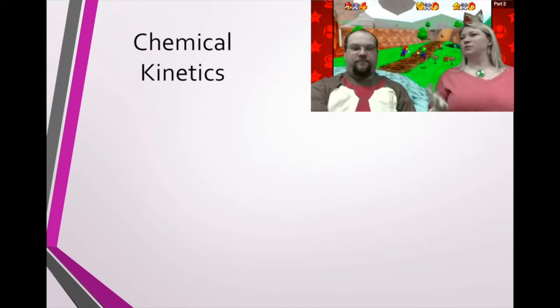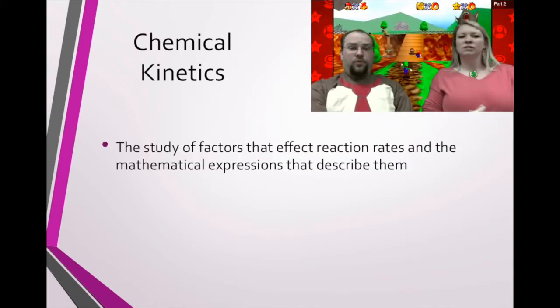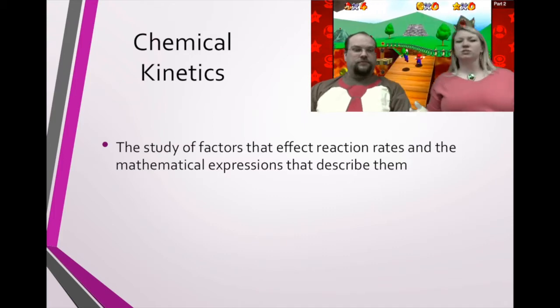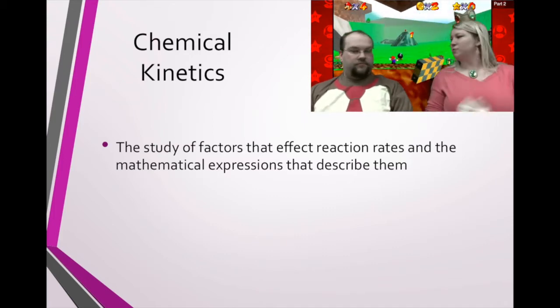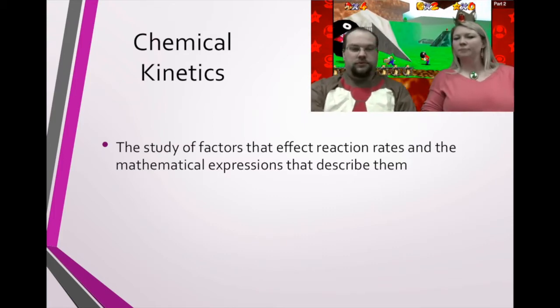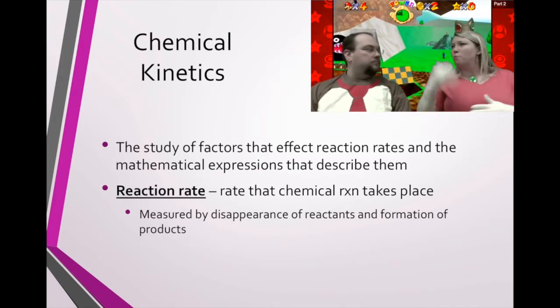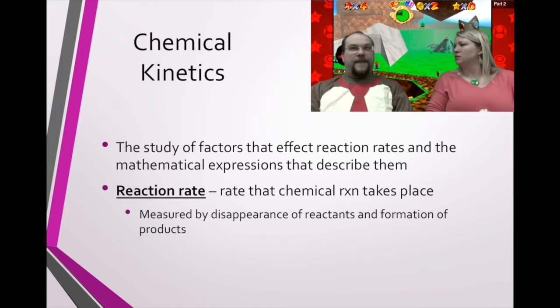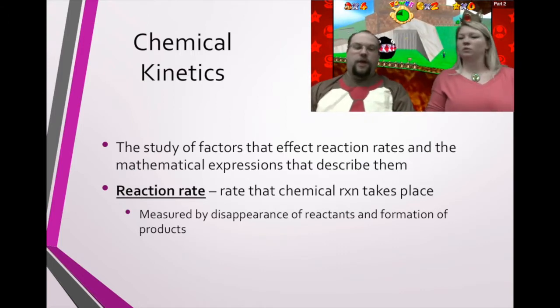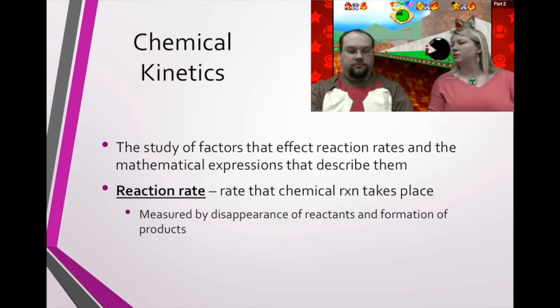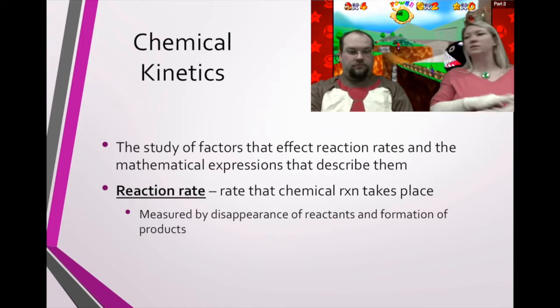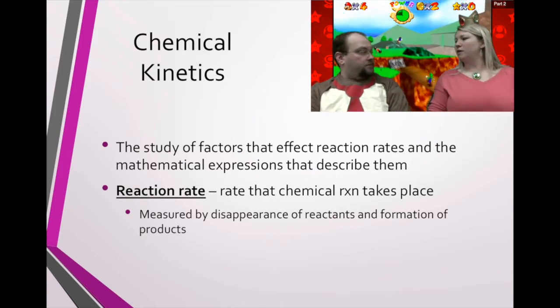So first of all, we just want to talk about what chemical kinetics is. Fancy words. Yeah, this is just the study of things that affect the rate of reaction. A reaction rate is the rate at which the reaction takes place, so how fast or slow it goes. Exactly. And that is basically measured by the disappearance of the reactants and the making of the products. Nice and easy.